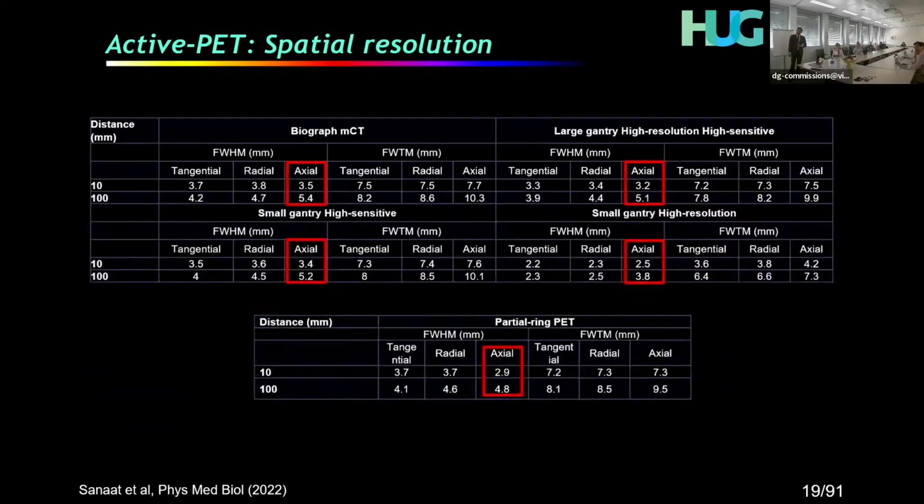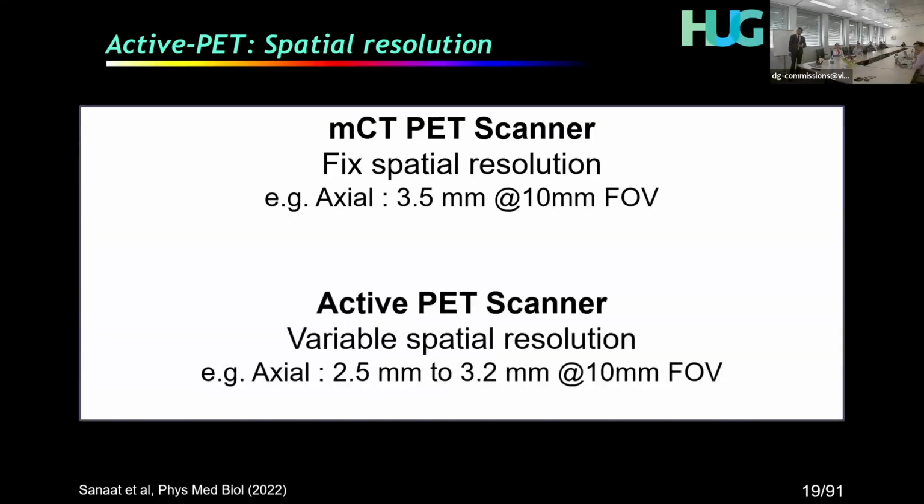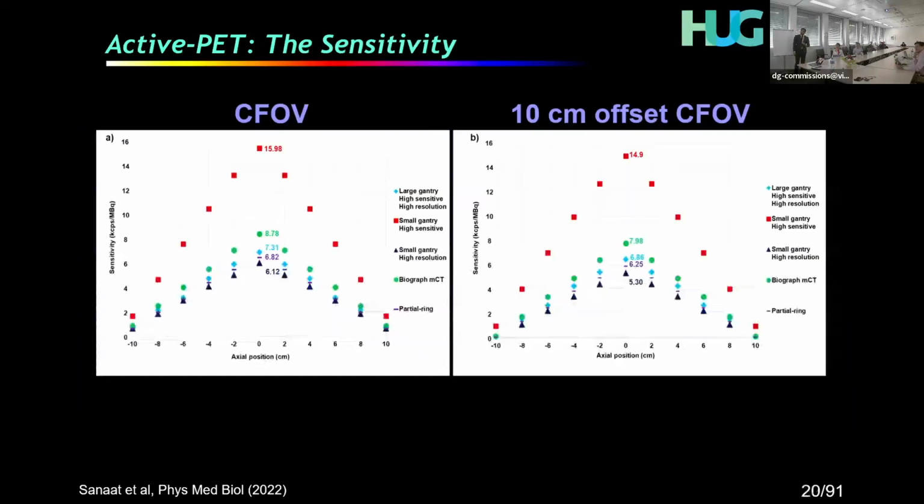In the case of the spatial resolution, our scanner managed to show a range of spatial resolution from 2.5 to 3.2 at the 10 millimeter distance from the central field of view, while in the MCT, we only have a fixed spatial resolution at that distance.